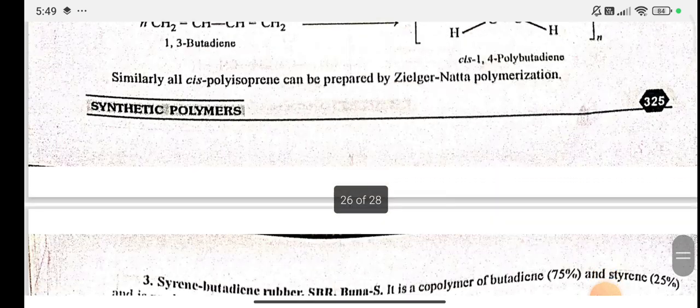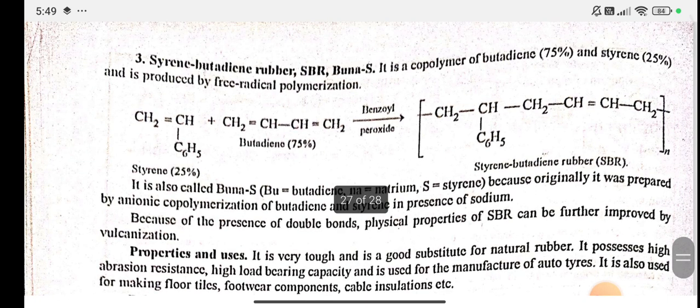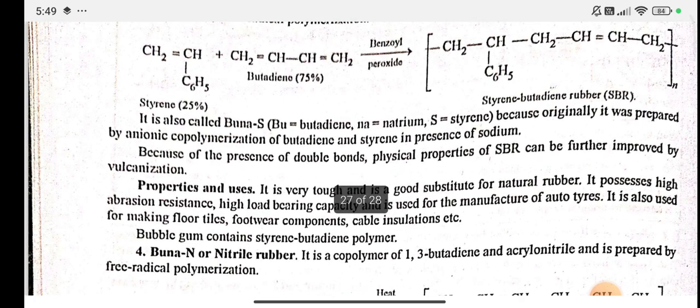Styrene butadiene rubber. It is a copolymer of butadiene and styrene and is produced by free radical polymerization. It is also called Buna-S because originally it was prepared by anionic copolymerization of butadiene and styrene in the presence of sodium. Because of the presence of double bonds, the physical properties of SBR can be further improved by vulcanization. Properties and uses. It is very tough and a good substitute for natural rubber.